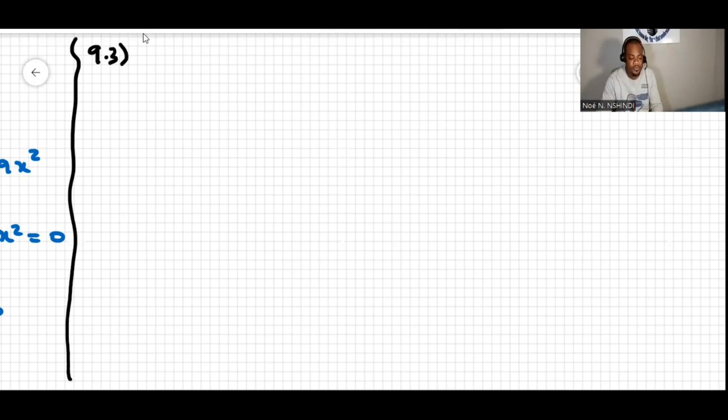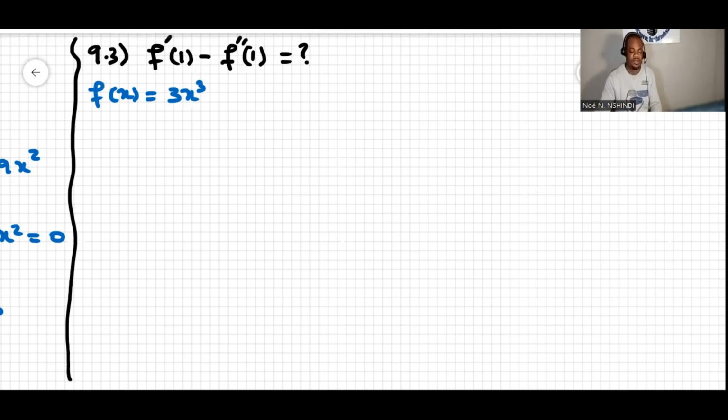So we're looking for f prime of 1 minus f second of 1. Okay, so this is what we're looking for. Now, first of all, it is given that f of x was equal to 3x cubed. Oh no, we're looking for the difference between f prime of 1 and f second of 1. Yes, f of x was given by 3x to the power 3.